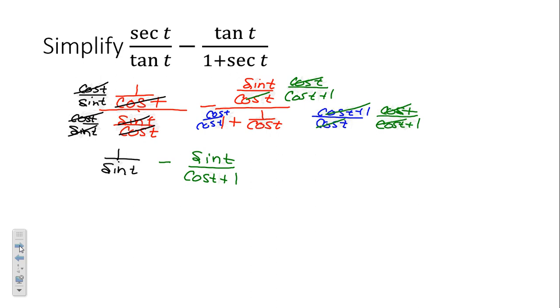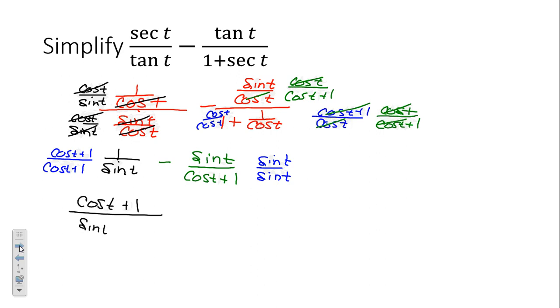So now we have to have a common denominator again, don't we? Okay? So this is going to be multiplied by cosine of t plus 1 over cosine t plus 1. And this will be multiplied by sine of t over sine of t. When I've done that, I have a cosine of t plus 1 over sine of t times the cosine of t plus 1. And this will be a minus sine squared, all over the same denominator.